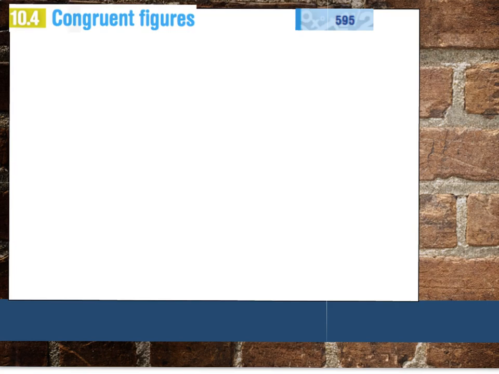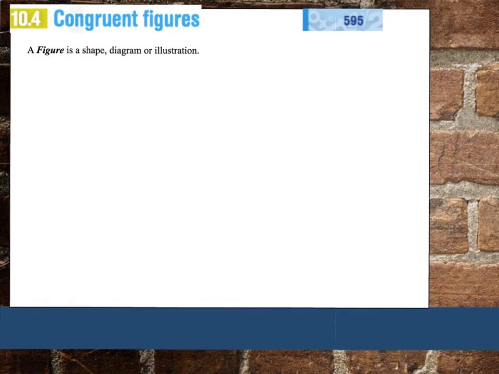We are starting with chapter 10 and we're going to start straight away with 10.4, which is congruent figures, and we'll come back to 10.1, 10.2 and 10.3 at the end of this chapter, although this won't be in the exam. So before we start with congruency, what is a figure? A figure is just a shape, a diagram or an illustration.